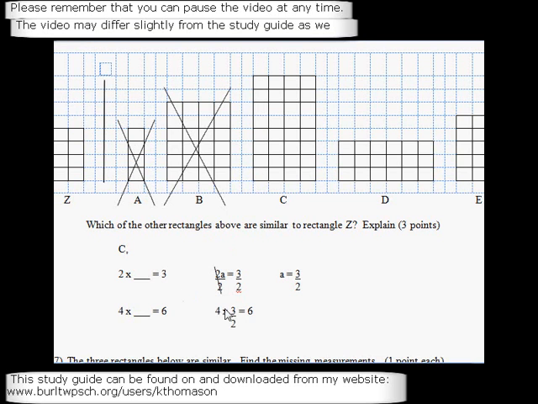Alright, so we got it all written down here. 4 times 3/2 equals 6. 4 times 3 is 12. 12 divided by 2, because I could also put a 1 down here if I needed to. Hopefully you don't need to do that anymore, but if you do, it's okay. Just underline the 4 and you would put a 1 down here. 1 times 2 is 2, so you'd have 12 over 2. 12 divided by 2 is 6.